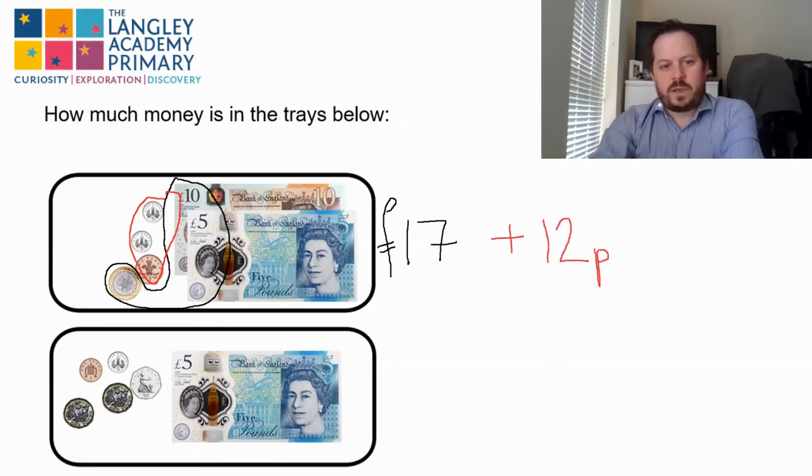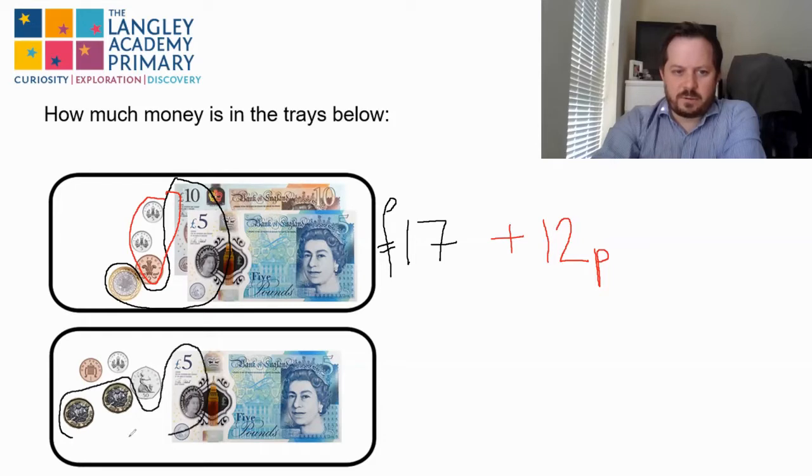Okay. We come down to the second one down here. Again, we need to split them into pounds and pence. These £2 coins and this £5 note are our pounds. So we have 5, 6, 7 pounds. And we have this many pence, which is a 50 pence piece, a 5 pence and a 1 pence. So that is 56p.